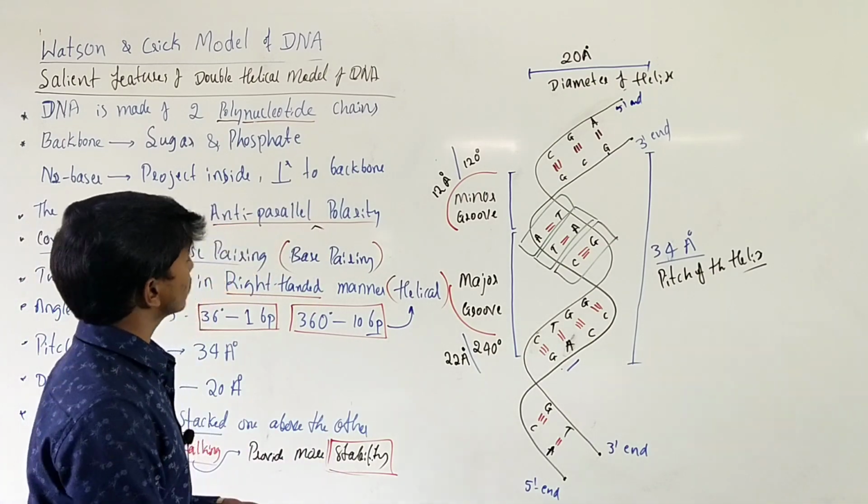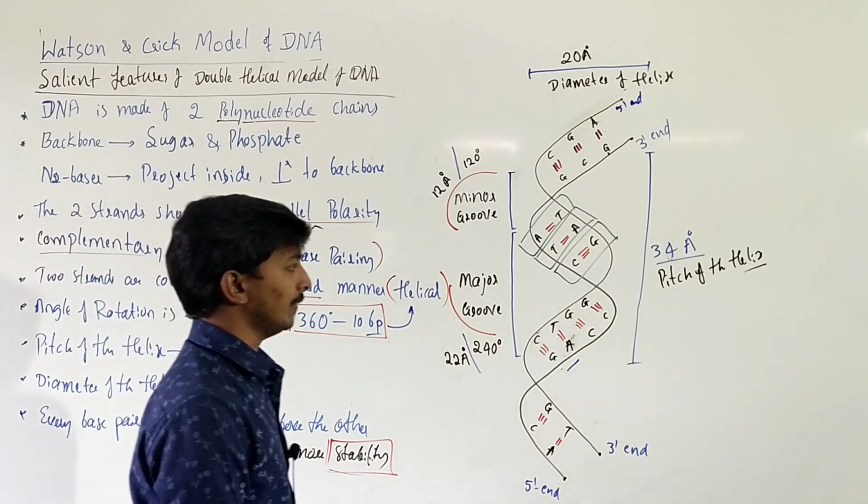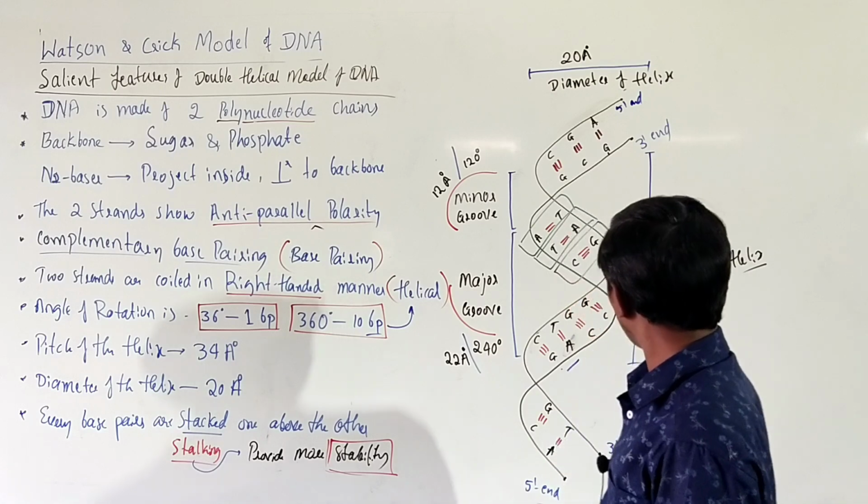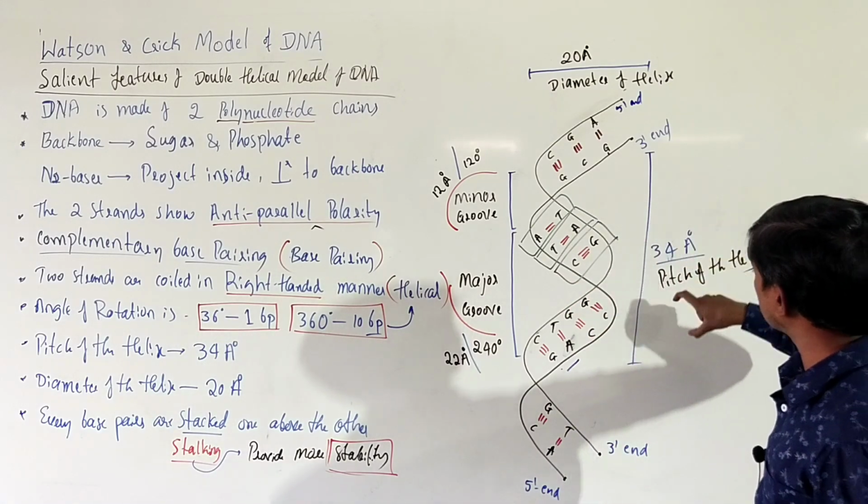Right. So this is the basic structure of the DNA, or the double helical model of the DNA. Okay. So remember the distances, remember the data.